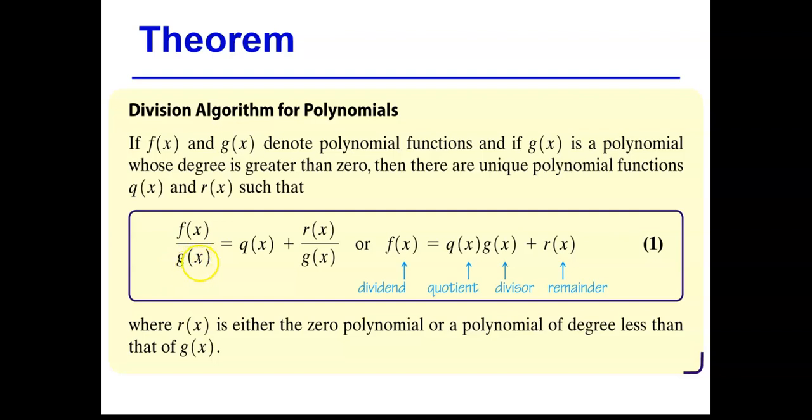If it's written this way, we can multiply both sides by the denominator, and it's going to multiply the quotient. So that's what we see here.